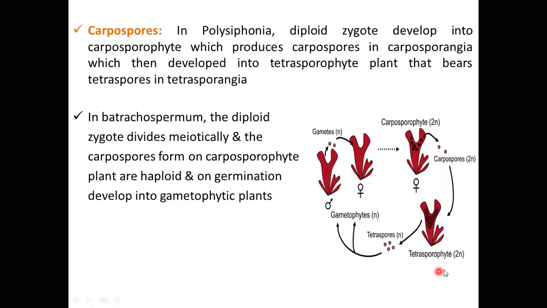Carpospore on germination develops into a tetrasporophyte plant, which is also diploid. The tetrasporophyte plant produces tetraspores and tetrasporangium. You can see here after meiosis, this tetraspore is haploid and it develops directly into a gametophytic plant. So these are the very important types of spores produced in red algae, known as carpospores.